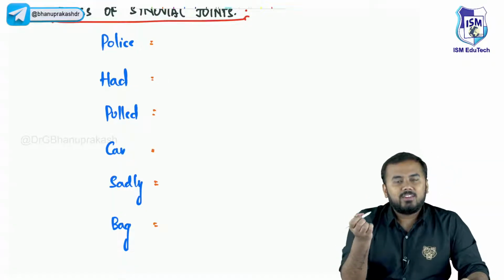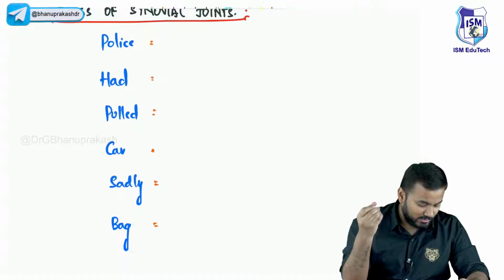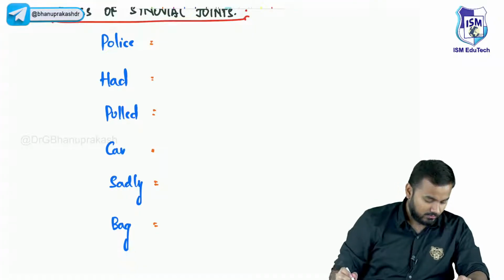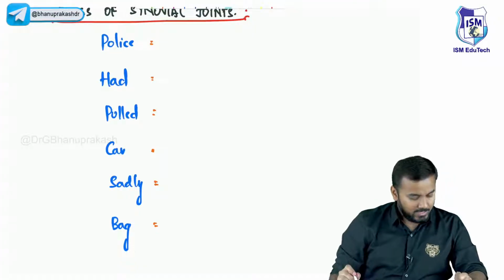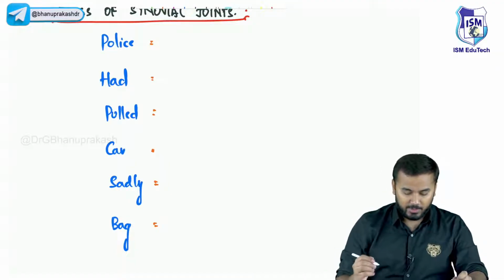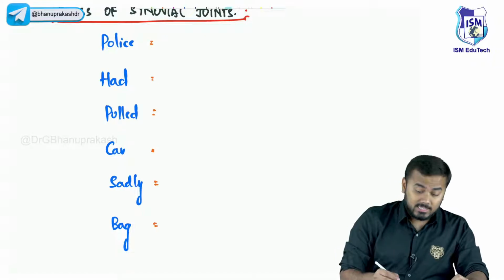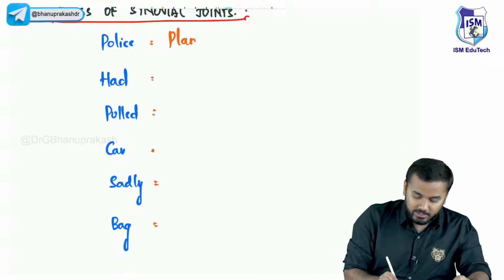What is P standing for, guys? P standing for what kind of synovial joint? Very good, Aaron. Pivot is also there, I'll tell you about the pivot in a short while. But P stands for planar joints. Very good. This is called planar joints.